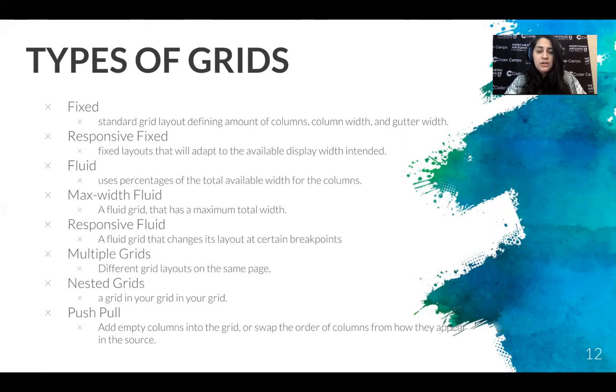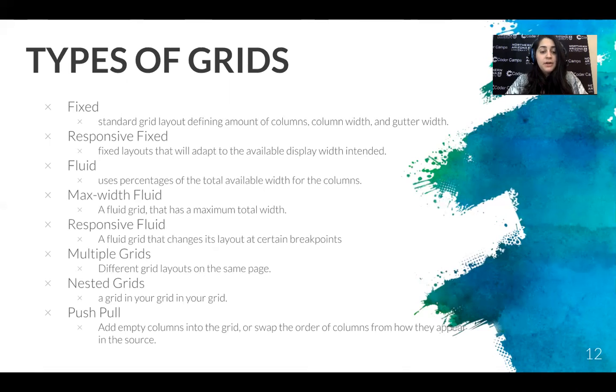And just to go into a little bit more detail, fixed is going to be a standard grid layout defining the amount of columns, column width, and gutter width. Responsive fixed will adapt to the available display width intended. So it's going to respond. A fluid grid uses percentages of the total available width of the columns. So if my screen is half the size, then it's going to use a percentage of what's available of the screen. Max width fluid is a fluid grid that has a maximum total width. Responsive fluid is a fluid grid that changes its layouts at certain breakpoints. So those are kind of like the media queries.